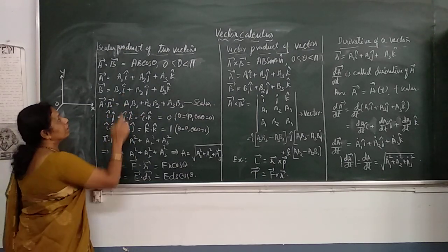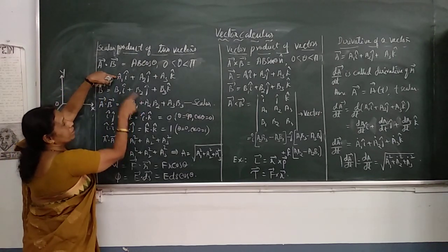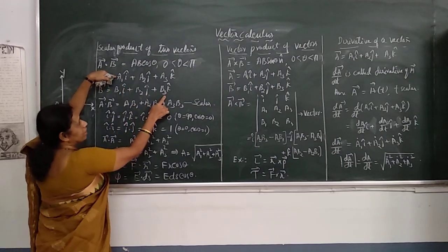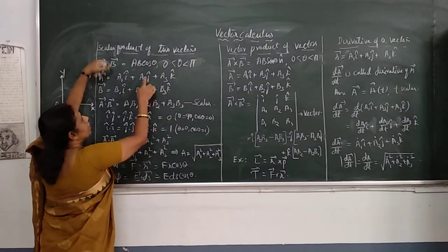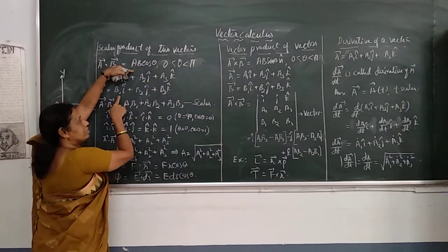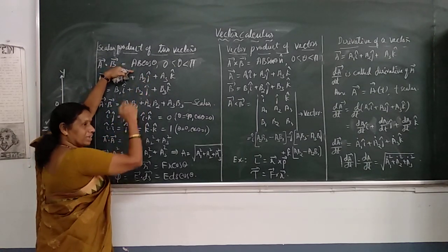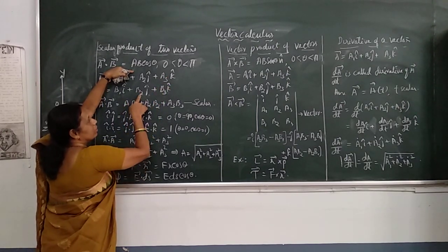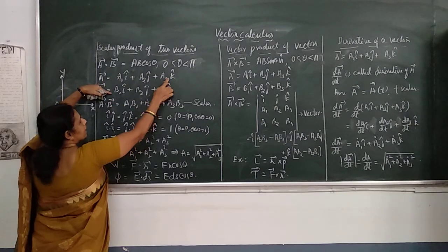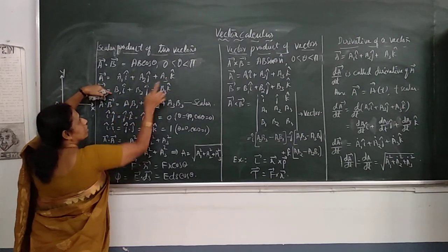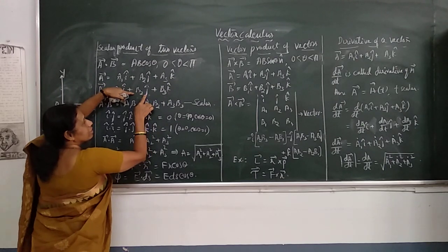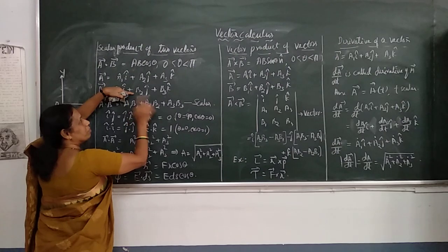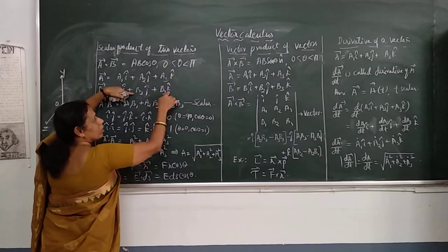We get a1 b1. Next is a1 b2 i dot j, 0, that becomes 0. a1 b3 i dot k, 0. Next a2 b1 j dot i, 0. a2 b2 j dot j, that remains. It becomes a2 b2 into 1. a2 b3, this one again 0. Now a3 b1 k dot i, 0. a3 b2 k cap dot j cap, 0. a3 b3 k cap dot k cap remains.